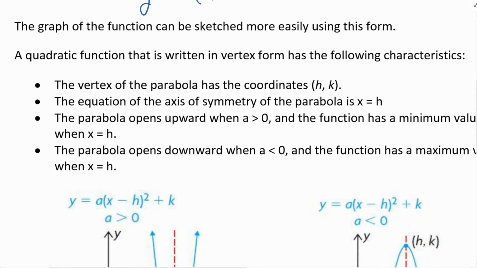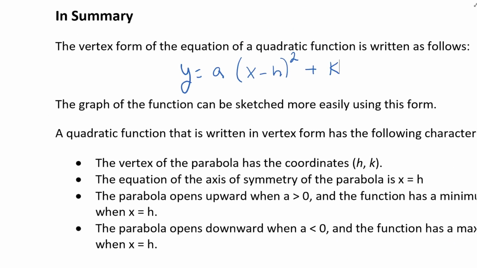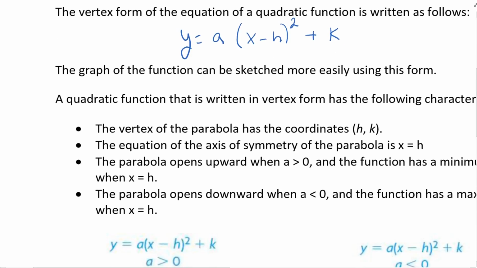A quadratic function that is written in vertex form has the following characteristics. The vertex has the coordinates (h, k). So let's look where that is. So h is here, k is here. So you could pick your vertex out right away. The equation of the axis of symmetry of the parabola is x equals h. Well, that makes sense because we always look at the x value of our vertex to figure that out. So those values are the same values.